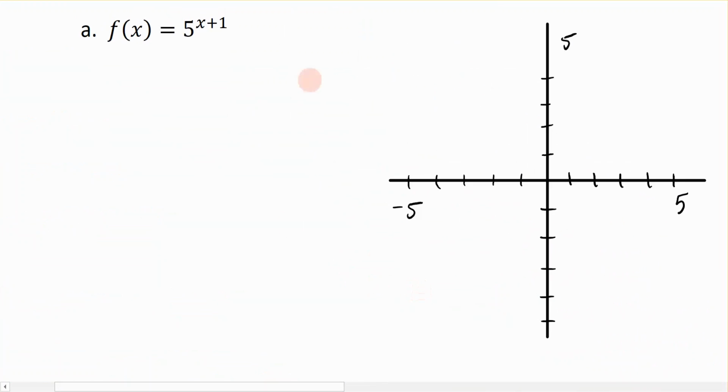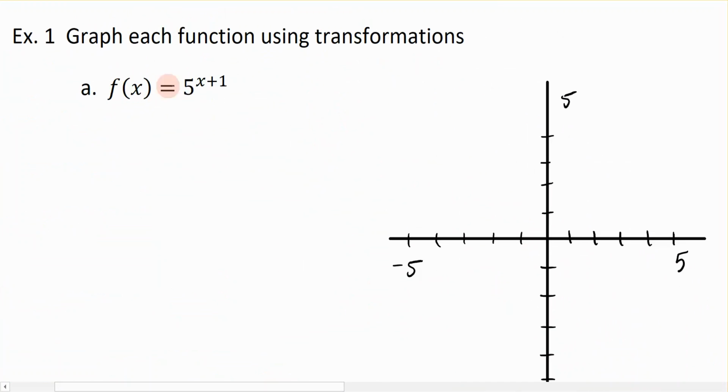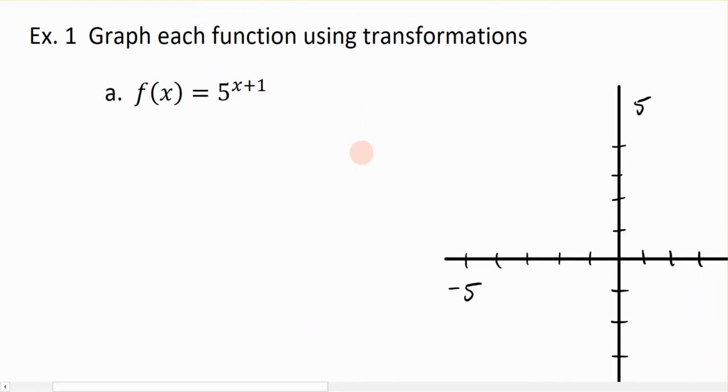So how do we graph this function? We're going to start out with f of x is equal to 5 to the x plus 1. The first thing that I want to be able to identify in this function is whether or not it's increasing or decreasing. And that comes from identifying the base a.